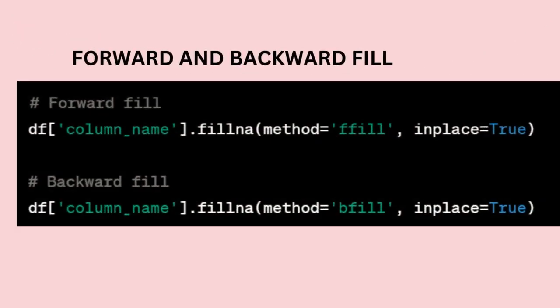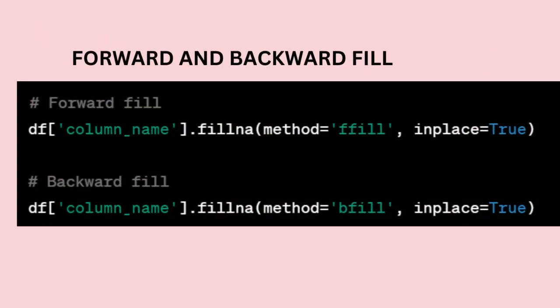The next thing is forward or backward fill. This you can mostly do for categorical data. You fill it with the value or the categorical data that is in front or behind. So as you can see in my code here, ffill is for forward fill, bfill is for backward fill.